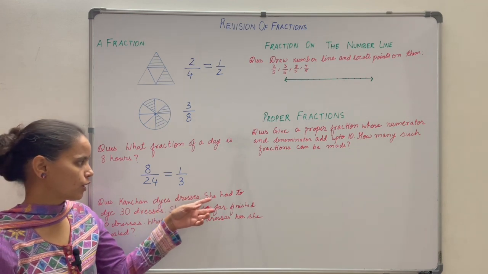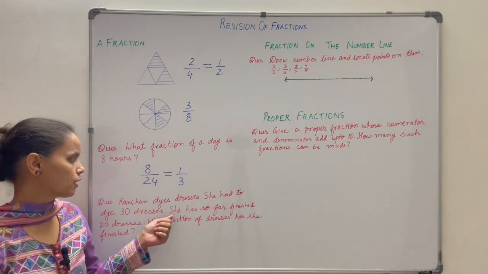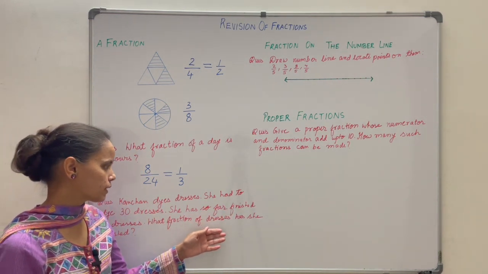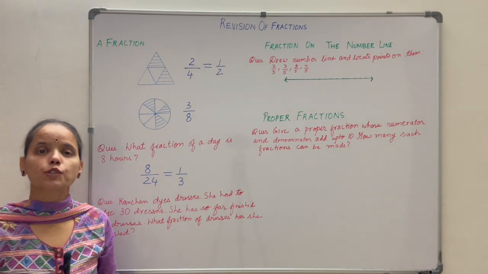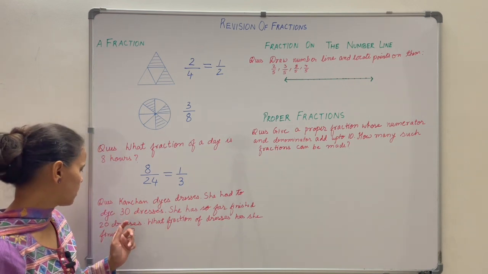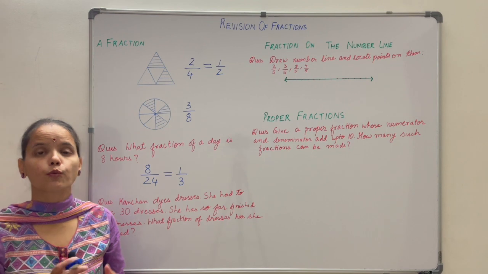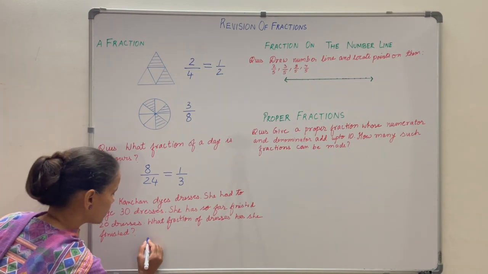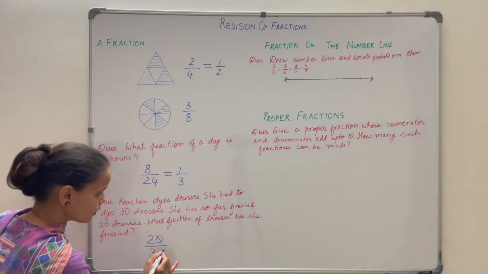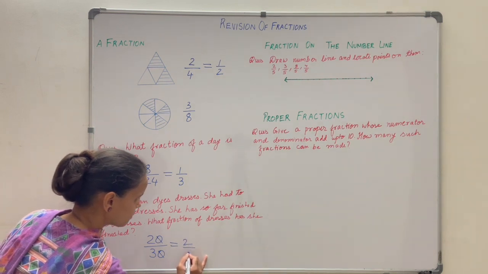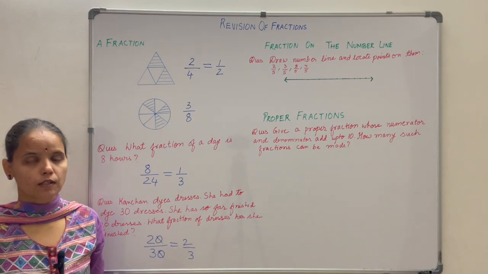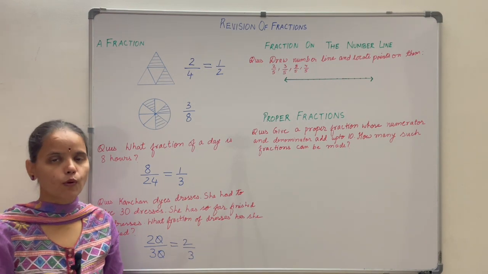Now let us take this question. Kanchan dyes dresses. She had to dye 30 dresses. She has so far finished 20 dresses. What fraction of dresses has she finished? So she has to dye 30 dresses, and out of 30 dresses, she has finished dyeing 20 dresses. So what fraction has she finished? 20 upon 30. So you can cancel the zeros. So it is 2 by 3. So 2 by 3 of the dresses she has finished. She has to finish 1 by 3 more.